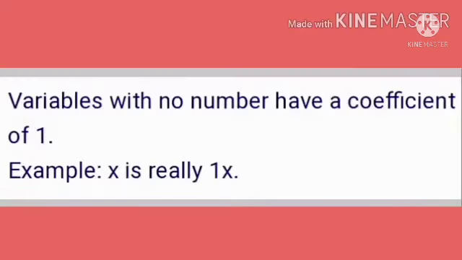A variable with no number has a coefficient of 1. Example, x is really 1x. That is, if there is no number before the variable, then it is considered as 1.